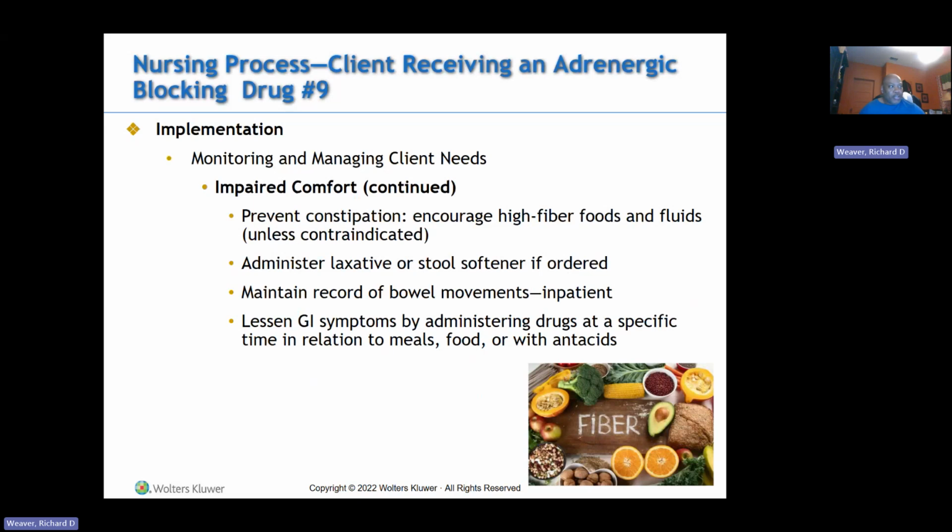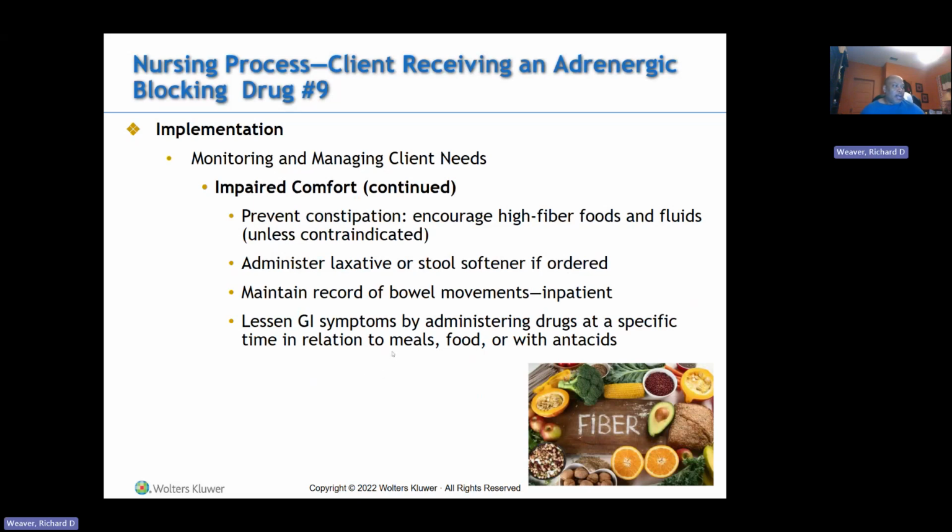What we can do to relieve the constipation, as you all already know, is high fiber diets and also fluids, unless it's contraindicated. If you have a patient with end-stage renal disease or heart failure, we have to be careful about recommending fluids. So we have to know our patient's history. For these patients you can suggest the doctor prescribe a laxative or a stool softener. These patients should also be monitoring their bowel movements, and we should maintain a record when they're an inpatient, but also when they're being managed in the community.